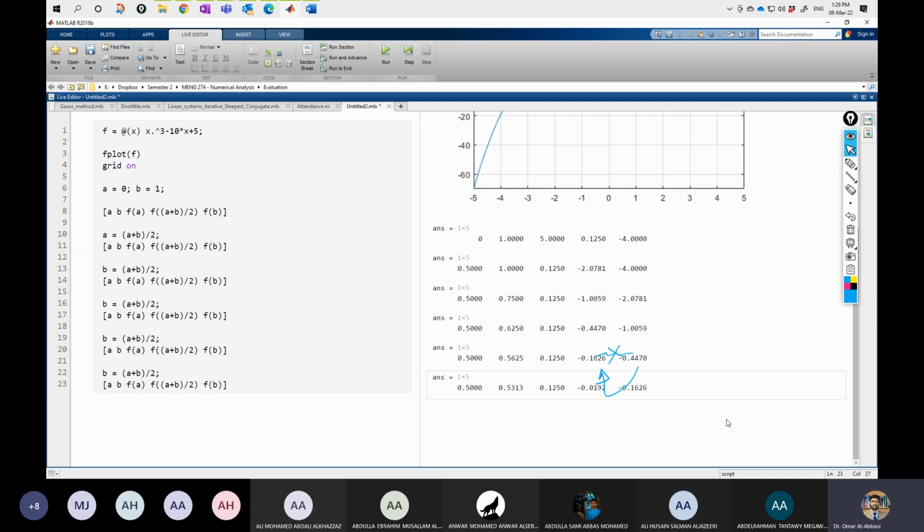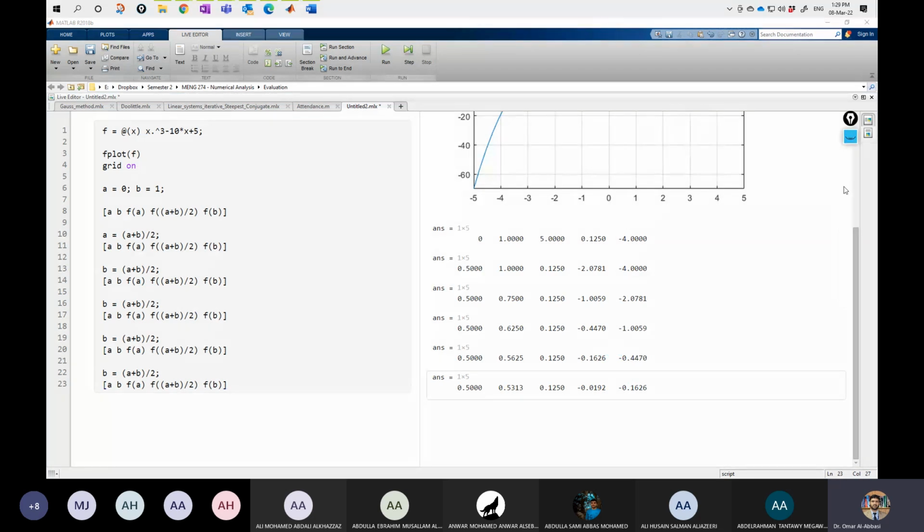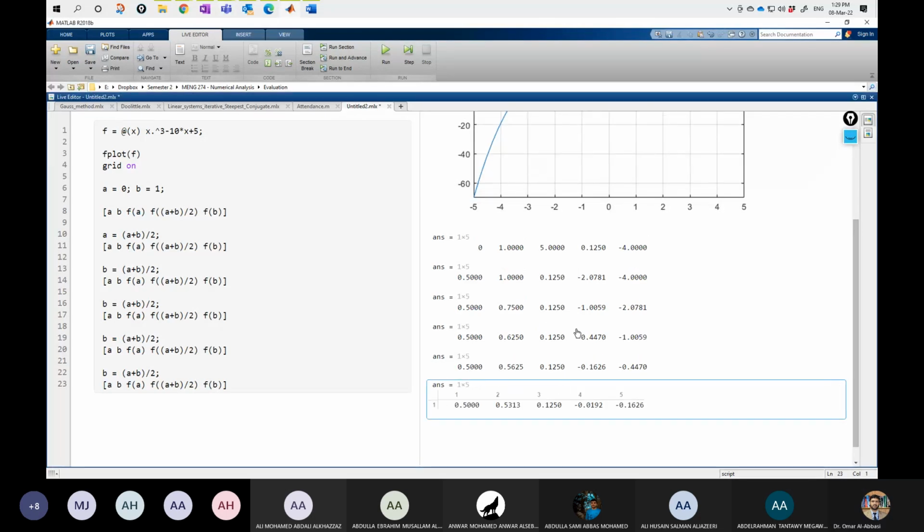Okay, you need to know this stuff. This approach or this algorithm or this method is very slow in converging to the final solution. Yet, what is the good thing about it? You are guaranteed to have a solution. Okay, you are guaranteed to have a solution. Although it is very slow, you are guaranteed to have a solution if you use this approach. Okay, if you use this approach.